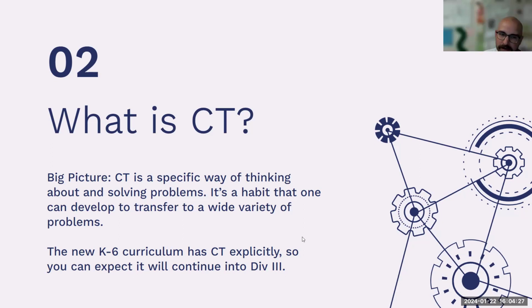So the new K-6 curriculum has computational thinking explicitly. Even my wife, who teaches grade 1, has to involve computational thinking in one of her units. They took out color and put in computational thinking. So it's explicitly there for Div 2. Div 3, it's not yet, but I'm anticipating it will be when the curriculum changes. But there are ways that we can get started or continue what the K-6 are doing right now.